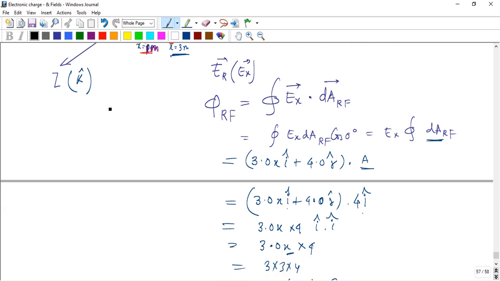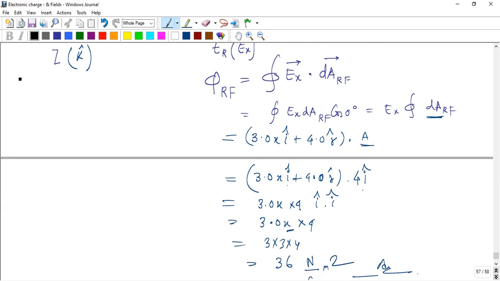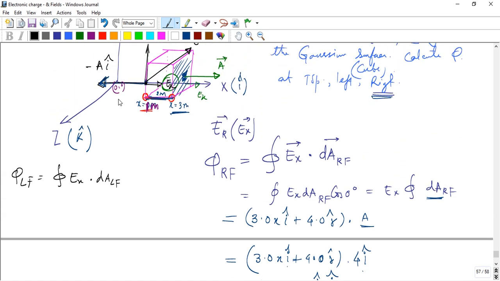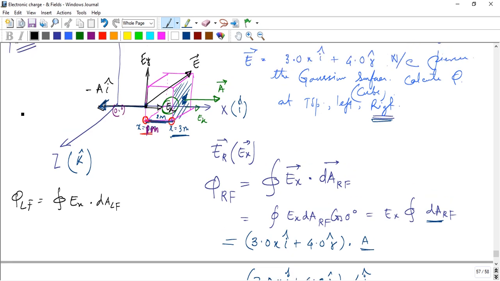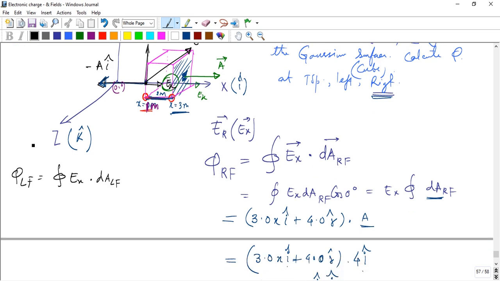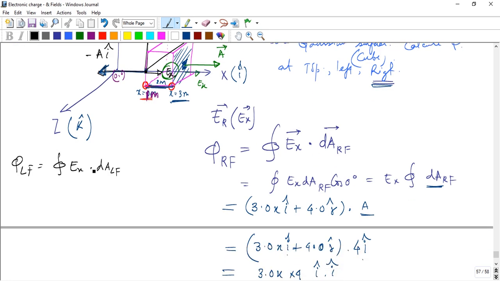Okay, so phi of the left face is the same integral formula, E dot dA, on the left face. E is in the x direction and dA is in the opposite direction, so that is cos 180. So that is a minus, actually. So we just multiply by the left face's formula.